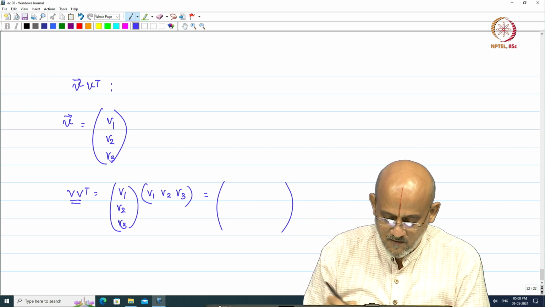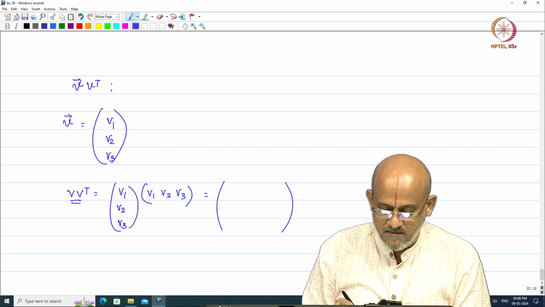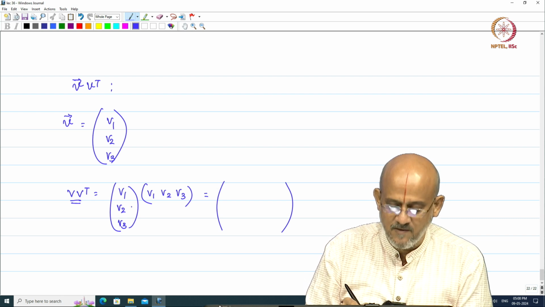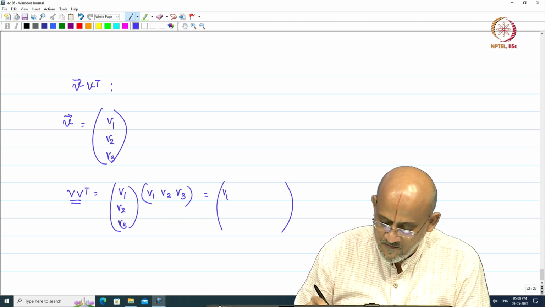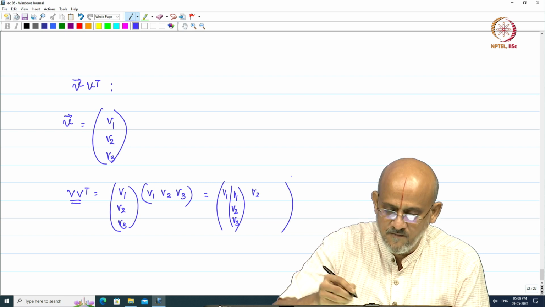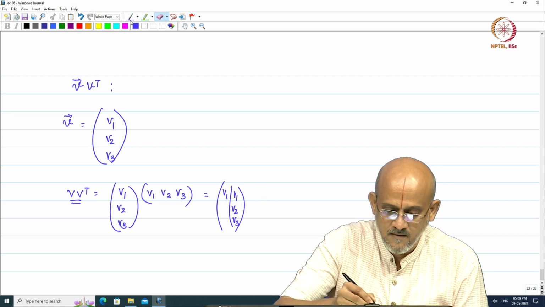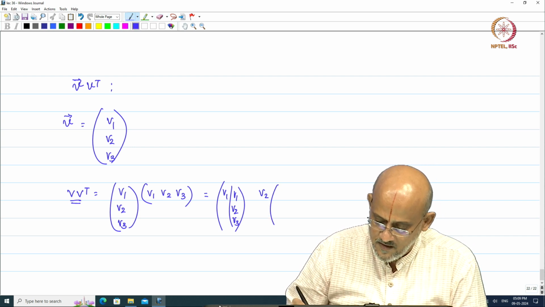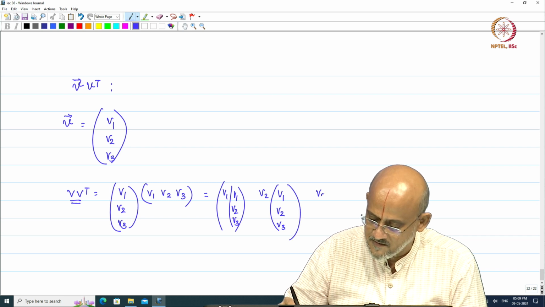So let us look at what this is. It is basically scalar multiplying the vector v1, v2, v3 with v1, v2 and v3 separately. So I am going to have v1 into v1, v2, v3 as the first column. The second column is v2 into v1, v2, v3, and the third column is v3 into v1, v2, v3.